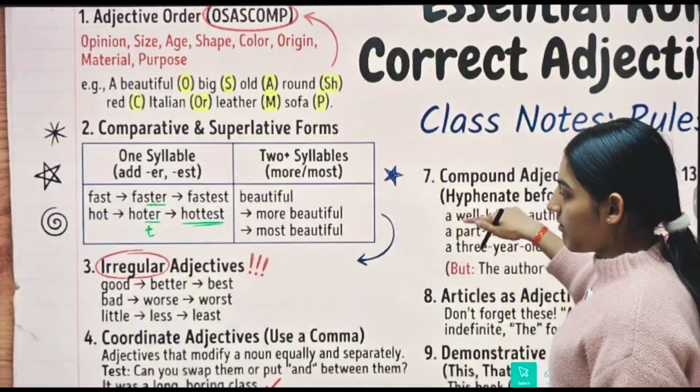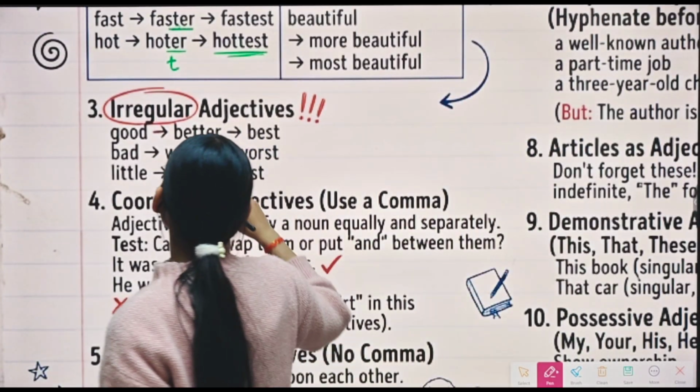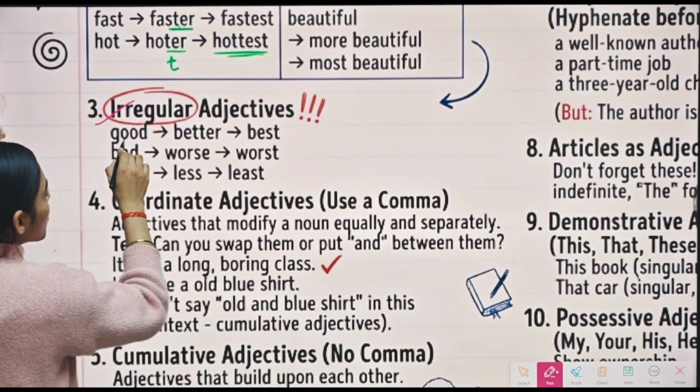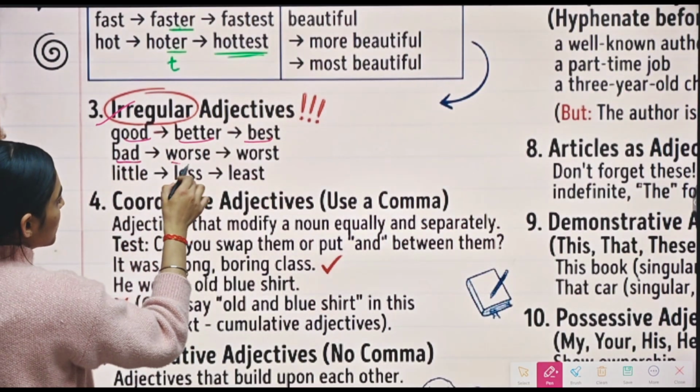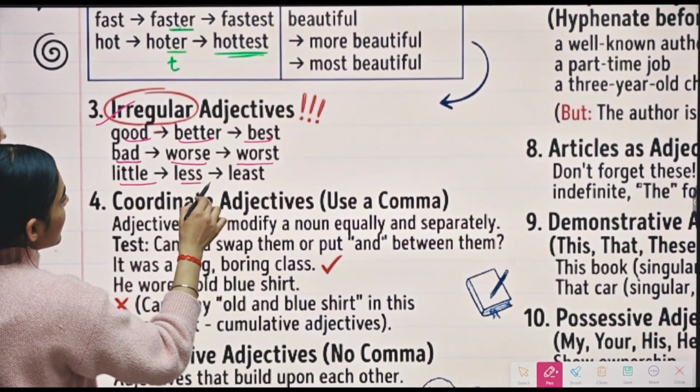Now let's see the third one that we have, irregular adjectives. Let's see. Good, better, best. This one I already told you in the last video. Bad, worse, worst. Little, less, least.